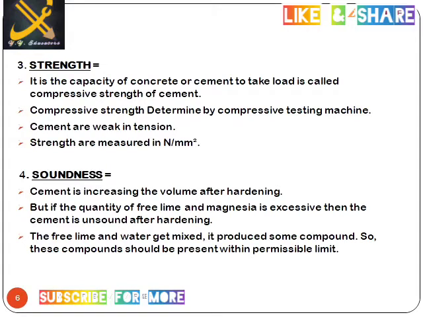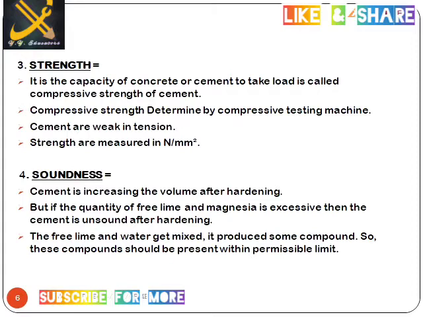The next property is strength. It is the most important property. It is the capacity of concrete or cement to take load. It is called the compressive strength of cement. Compressive strength is determined by the compressive testing machine. Cement is weak in tension. Strength is measured in Newton per mm square. So basically the compressive strength of the cement is determined by the compressive testing machine and is measured in Newton per mm square. Cement is weak in tension.